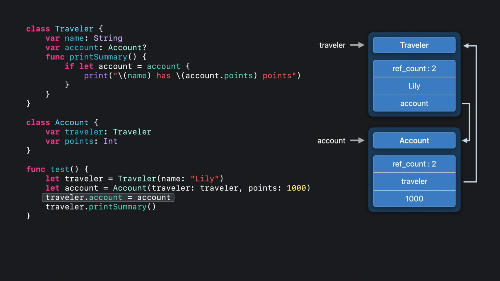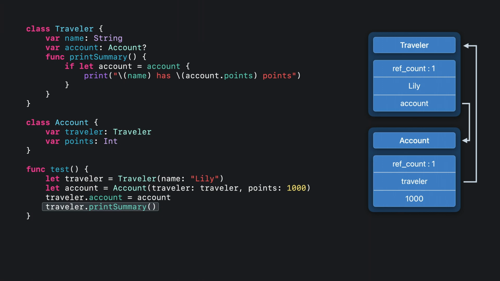This is the last use of the account reference. After this, the account reference goes away and the reference count of the account object is decremented to 1. Then, the print summary function is called to print name and points. This is the last use of the traveler reference. After this, the traveler reference goes away and the reference count of the traveler object is decremented to 1.